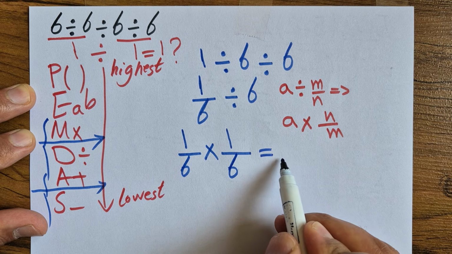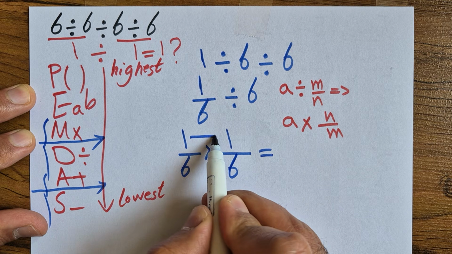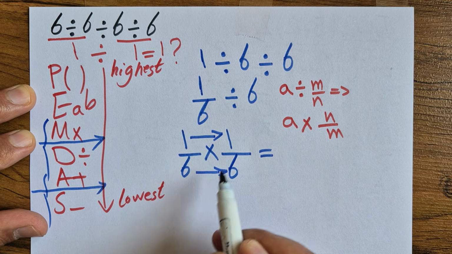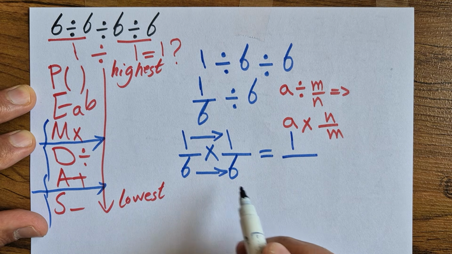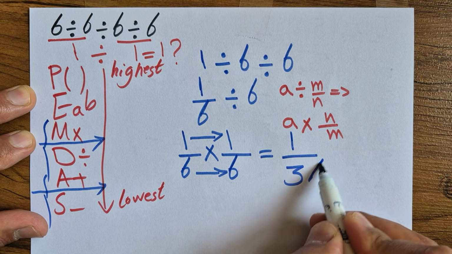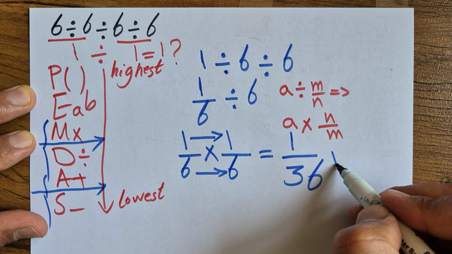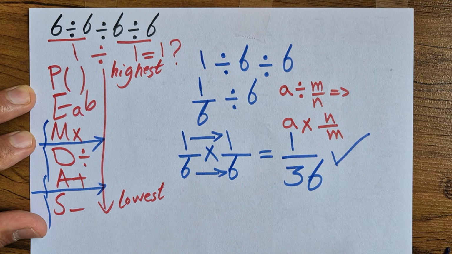So now we have just a fraction multiplications. Multiply the numerator and the denominator. 1 times 1 equals 1. 6 times 6 equals 36. And that's the final answer, 1 over 36.